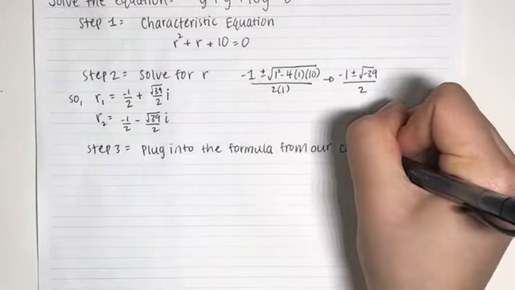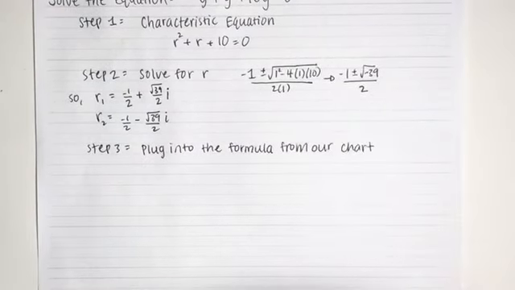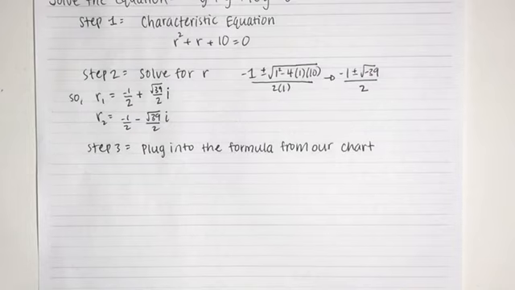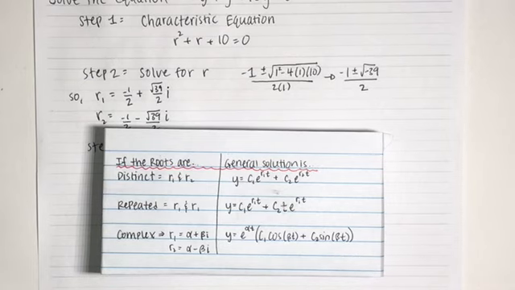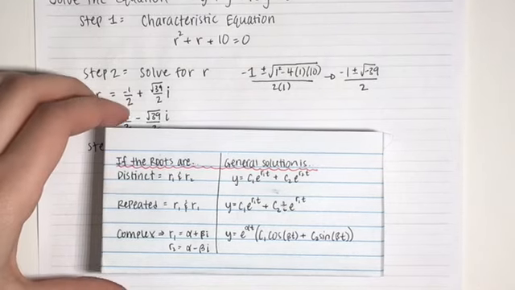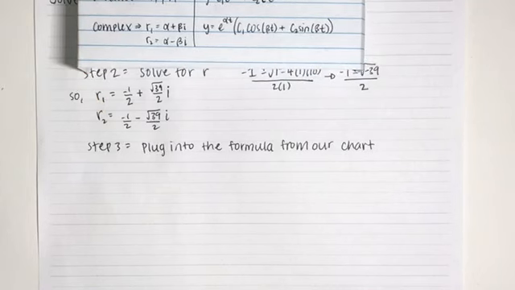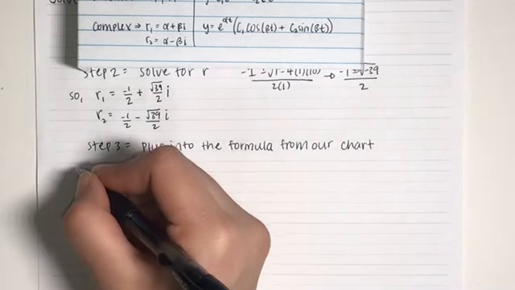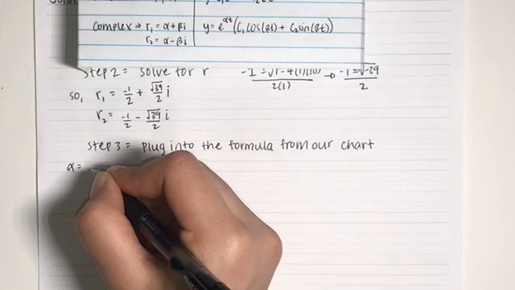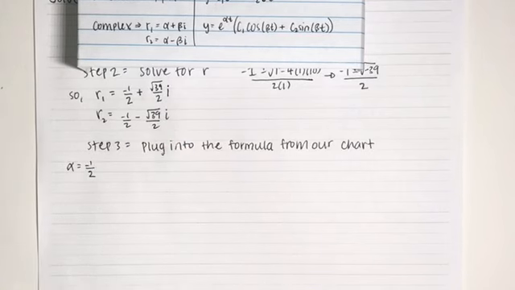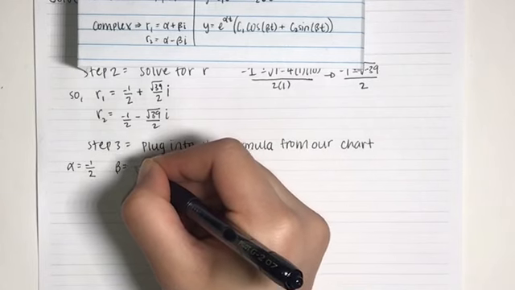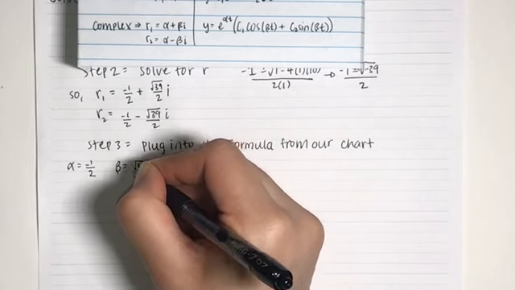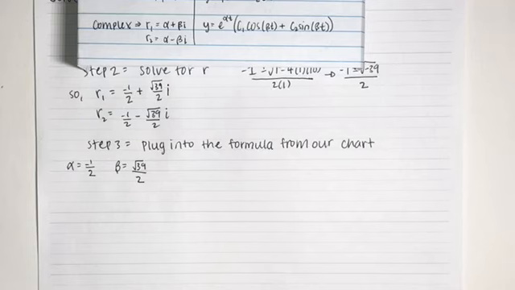So now that we have both of our values of r, we can just use our chart that we used in the previous video to find out what is the general solution. So the equation tells us to do y equals e to the alpha t. Over here, our alpha is going to be negative 1/2. And then our beta is just the number in front of i. So our beta is square root of 39 over 2. And you simply just plug into your formula.